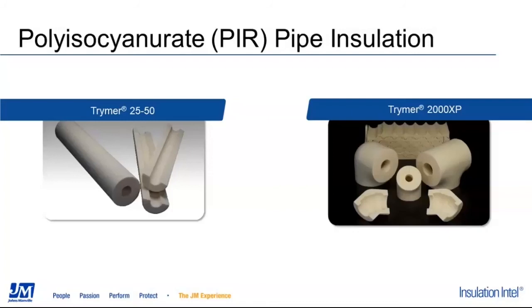So both of these products and the other Trymer products are made at the JM plant, and they are made in the bun stock form, and then they go to the qualified fabricators. We have a network of over 50 qualified fabricators across North America, where not only can they make the pipe shapes, as you can see here, but also quite intricate fittings.